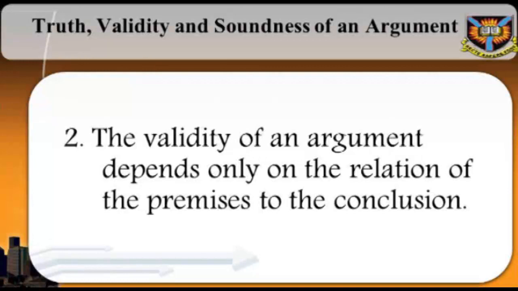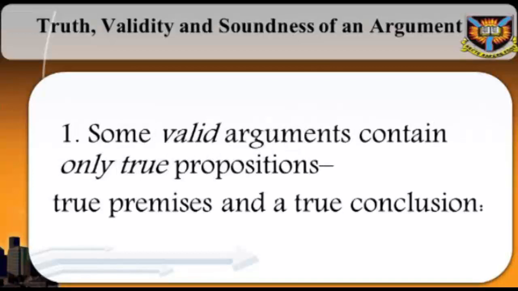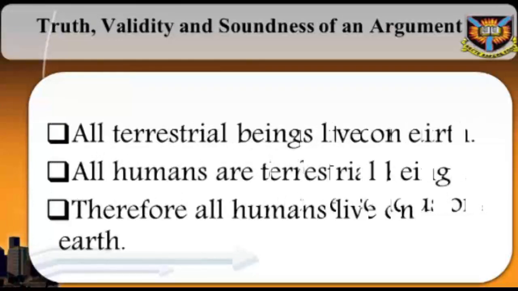In other words, the truth or falsity of an argument's conclusion does not by itself determine the validity or invalidity of that argument. And also, the fact that an argument is valid does not guarantee the truth of its conclusion. The illustrative arguments can be represented thus. 1. Some valid arguments contain only true propositions, that is, true premises and a true conclusion.